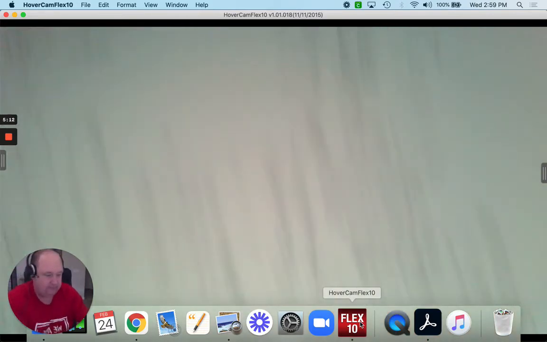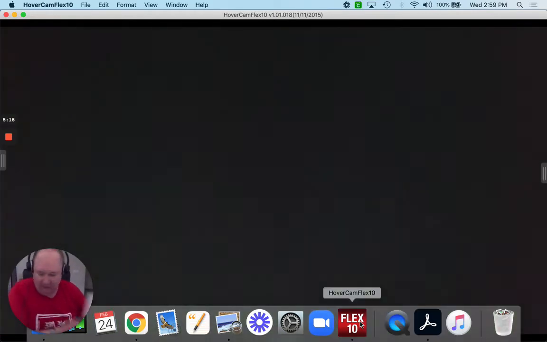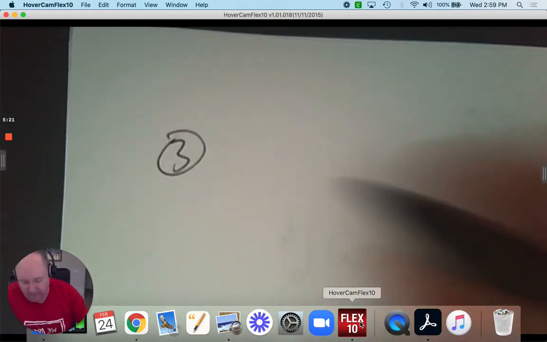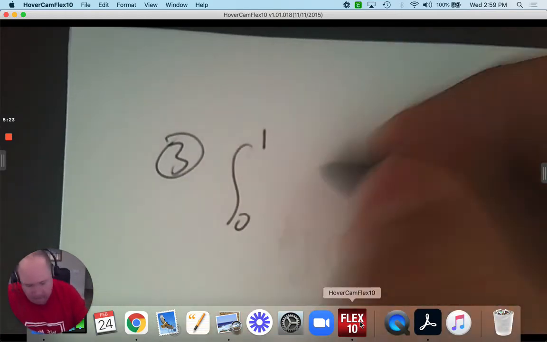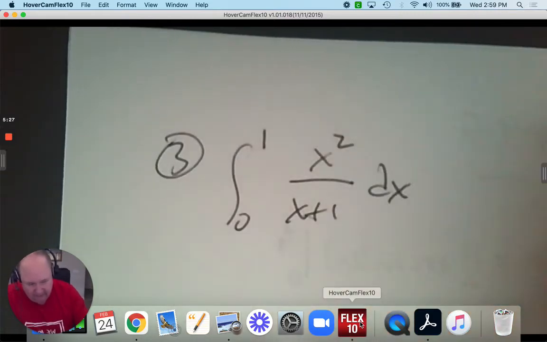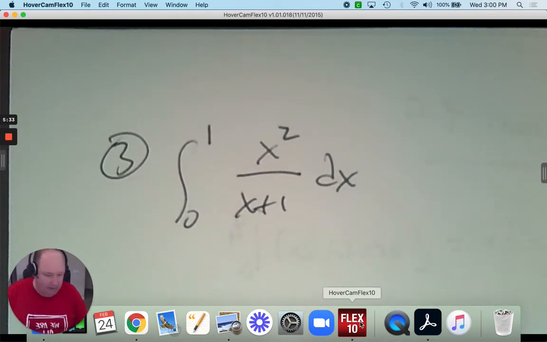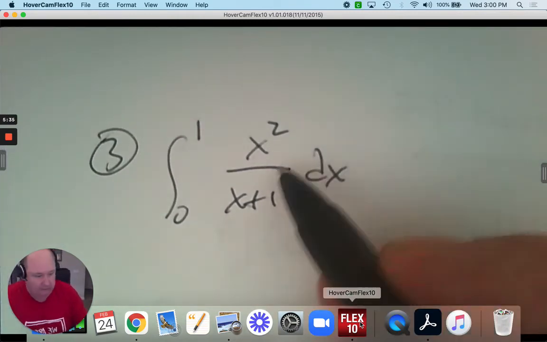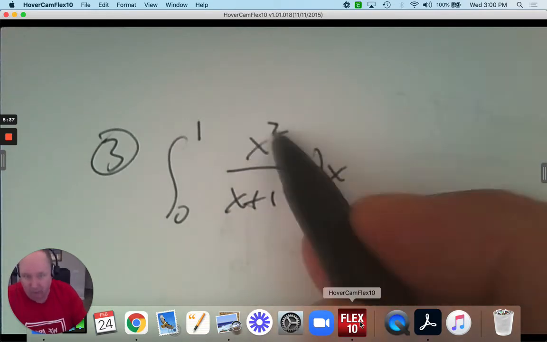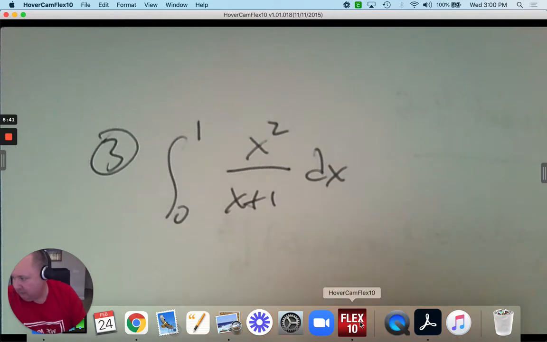Number 3. It's just practice. You'll get there. In number 3, the question, we're integrating from 0 to 1, x squared over x plus 1 dx. The first thing I notice is that the numerator is more powerful than the denominator. This is not in the form of arctangent. So because the top is equivalent or more powerful, we have to do long division to make this work.